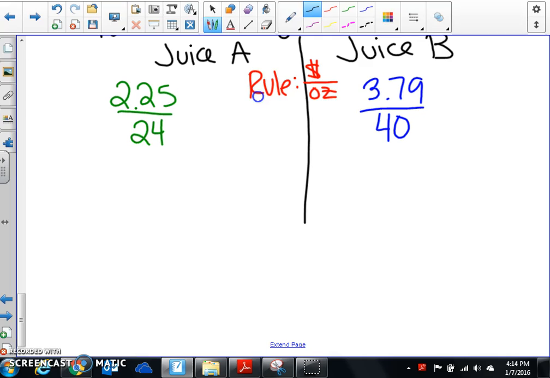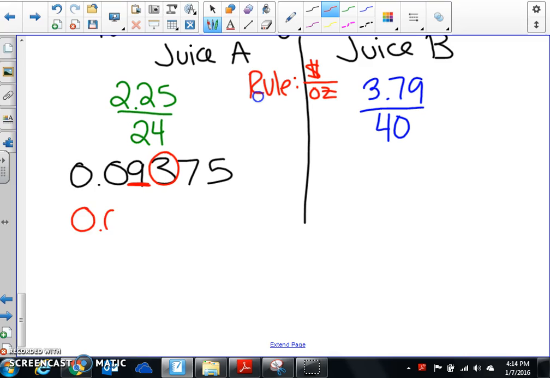So $2.25 divided by 24 gives me this. So now I got to round it. Second number, look at that 3. 3 is lower than 4, or 4 and below, I keep it the same. So I'm just going to keep this 9 the same. So this is 9 cents per juice.